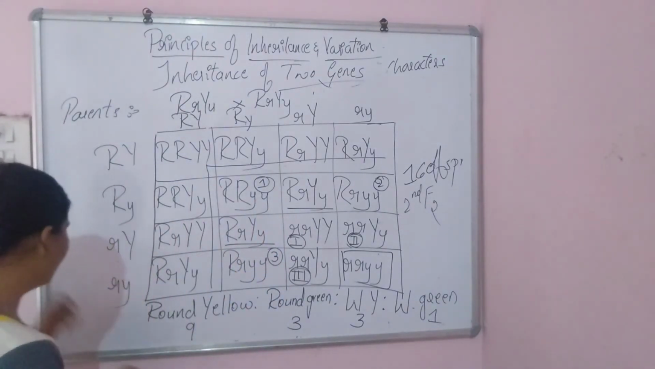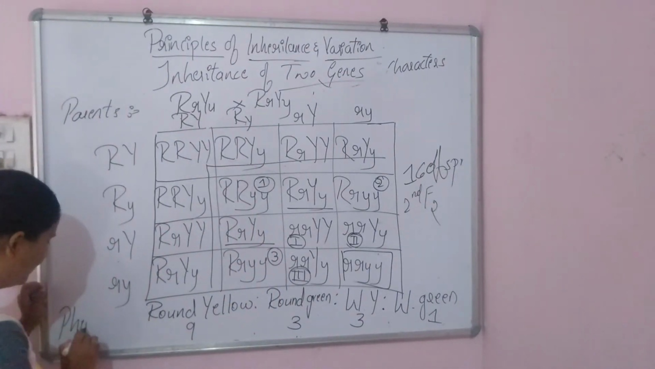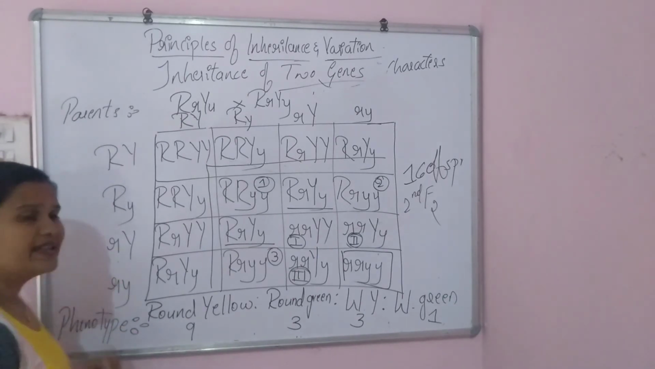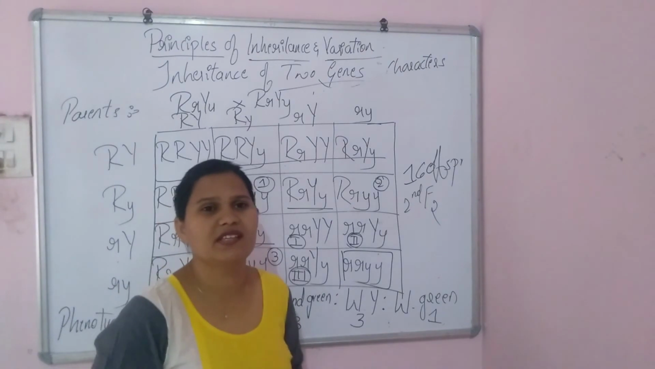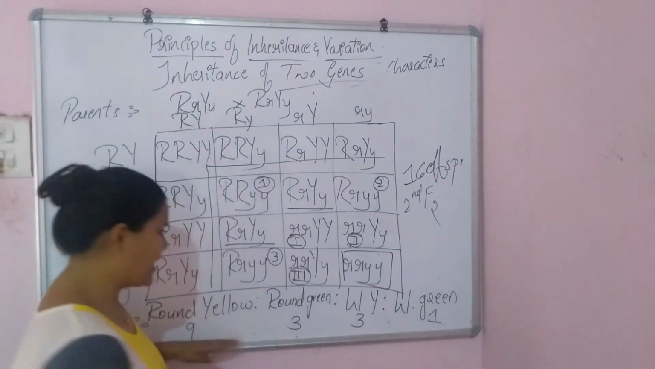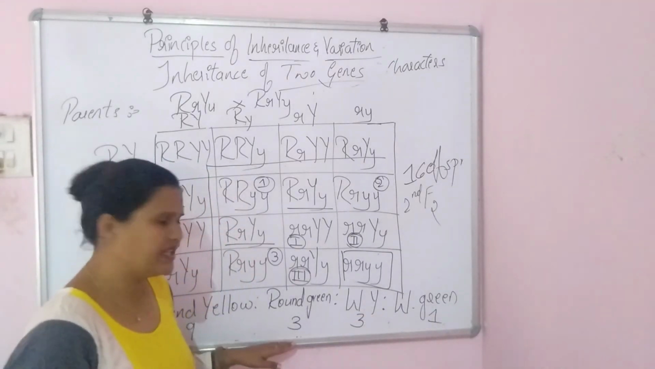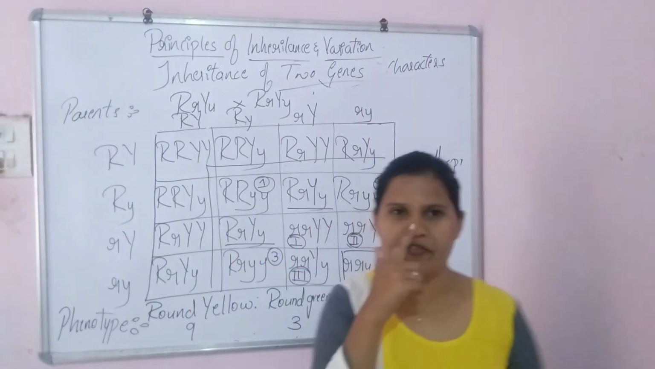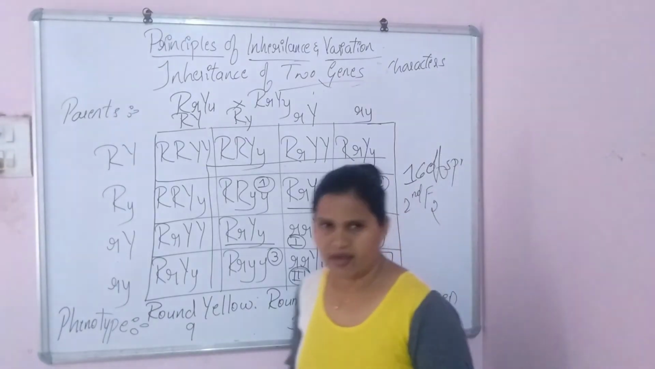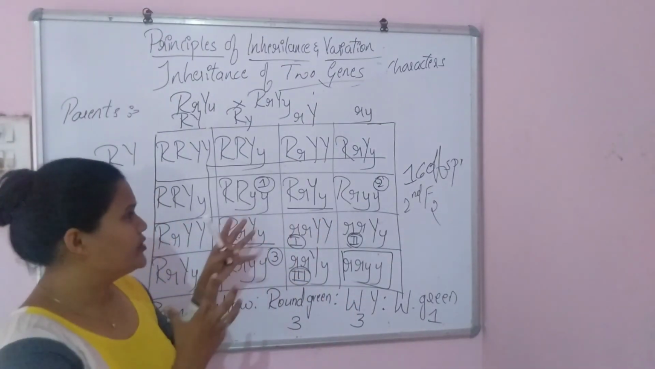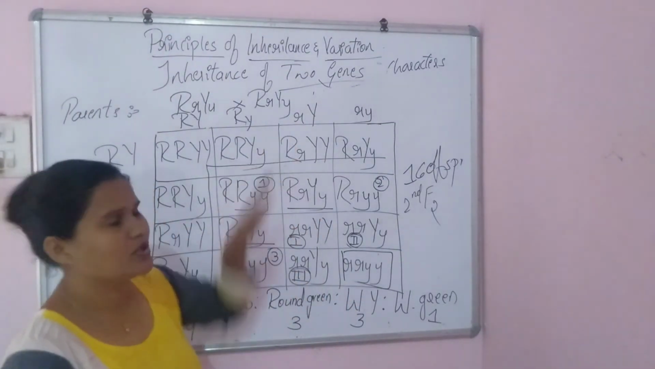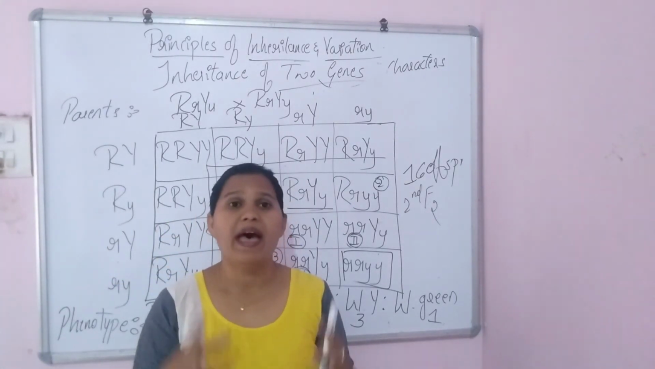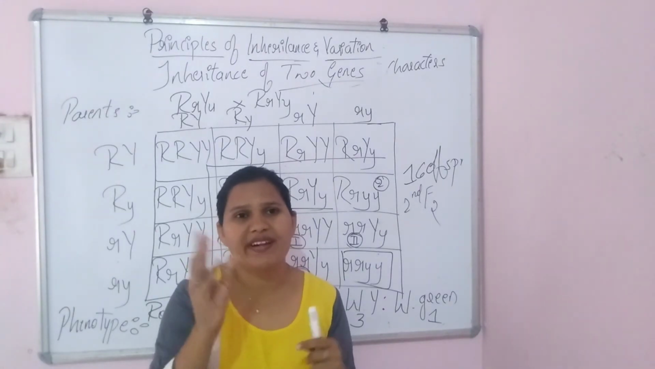So hence the phenotypic ratio of this F2 generation is 9:3:3:1. Got it? 9 plus 1 is 10, and 10 plus 3 is 13, 13 plus 3 is 16 total offsprings. Is this clear for you? Okay, that's good. This is also an example of the dihybrid cross, as I said. And now the dihybrid test cross.